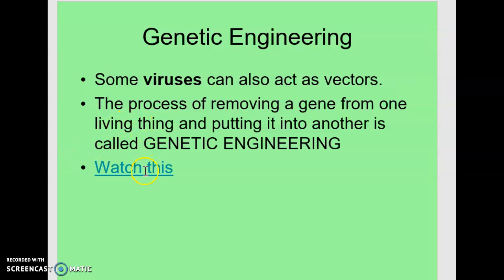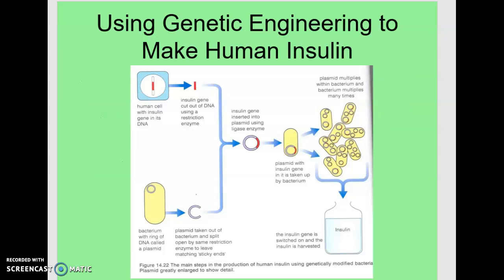So when you get onto it, click on this link and you'll be able to see some examples of that. The most common example that you will need to know about is just using genetic engineering to make insulin. So we know what the gene is to make insulin, we can cut that out, put it into the plasmid, and then we get bacteria producing lots of insulin, which is really, really quick, and we get human insulin made.